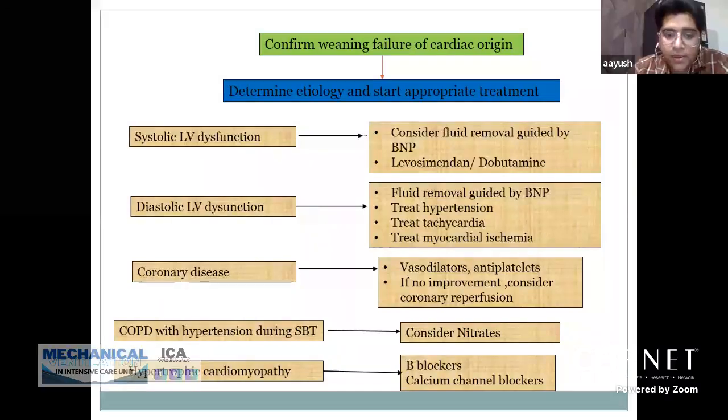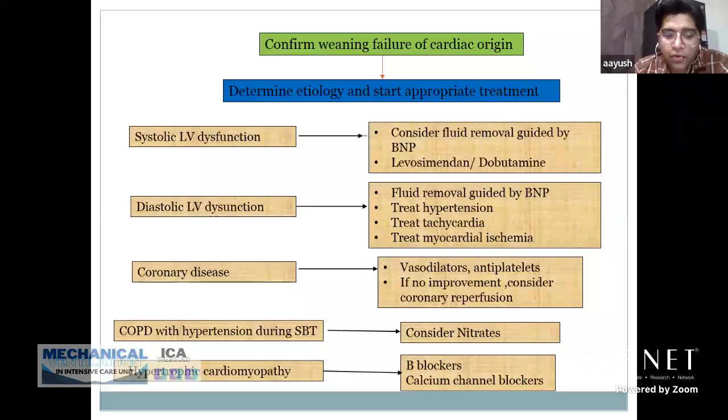In COPD patients who experience hypertension during SBT, consider nitrates. And in patients who have been diagnosed with hypertrophic cardiomyopathy, use beta blockers and calcium channel blockers during weaning.